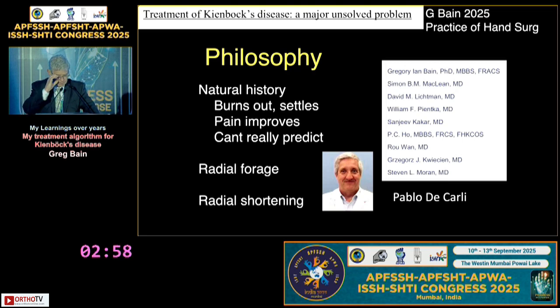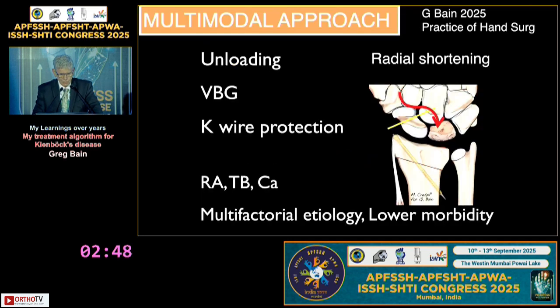And having looked at all these things and recently published this paper, and knowing that the natural history is a little bit unknown, that some people think radial shortening and radial forage is a good option, I thought that we should re-look at how we manage this, and have developed a concept of what I call a multimodal approach to Kienböck's. And the idea of using a multimodal approach is not unique to Kienböck's. We use it for rheumatoid arthritis, tuberculosis and cancer, and basically aiming to unload, look at revascularization and protection of the carpus.